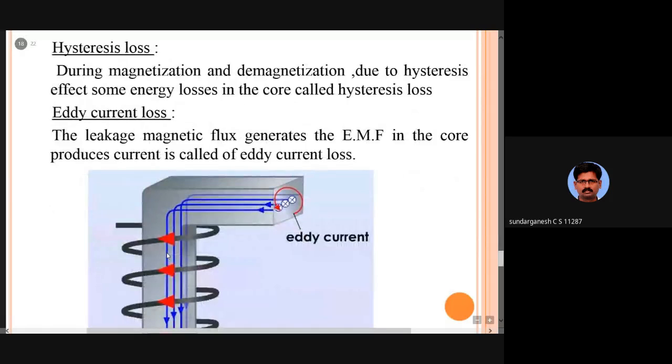Iron losses are classified into two types: one is hysteresis loss, another one is eddy current loss. Hysteresis loss: during magnetization and demagnetization, due to the hysteresis effect, some energy is lost in the core, which is called hysteresis loss. Eddy current loss: the leakage magnetic flux generates an EMF in the core, which produces a current called eddy current.